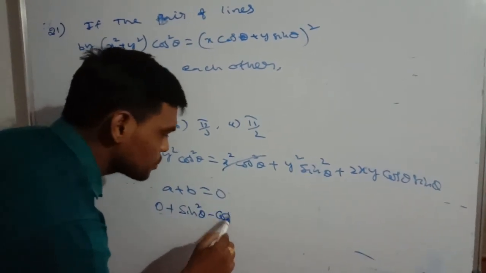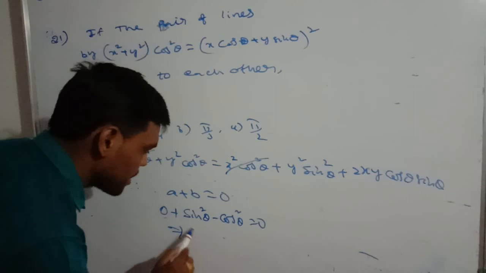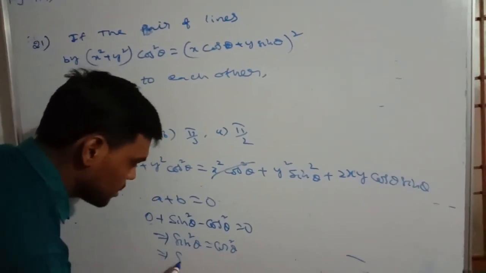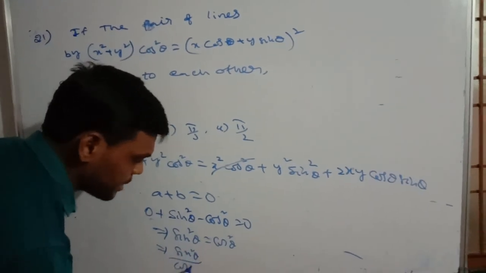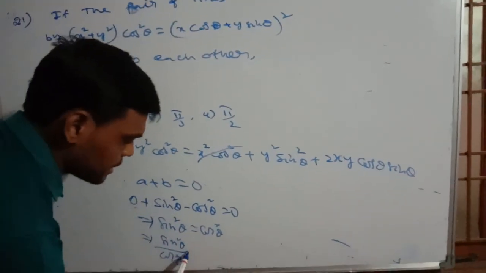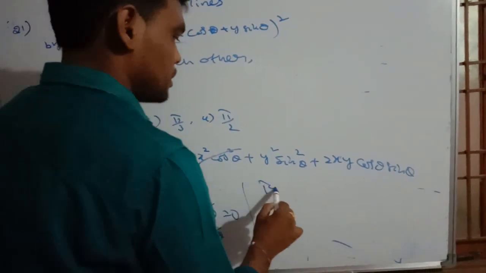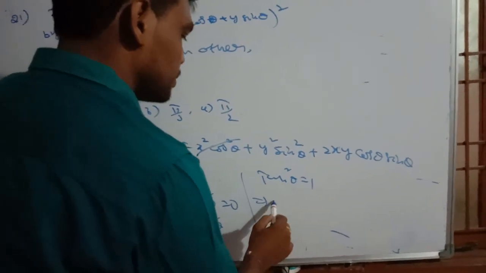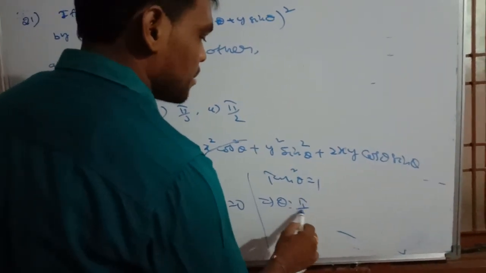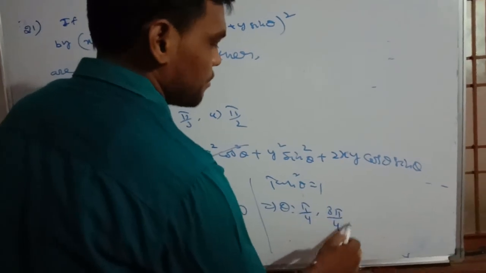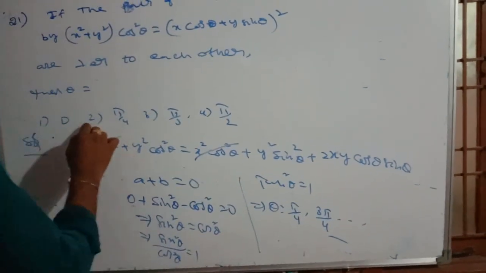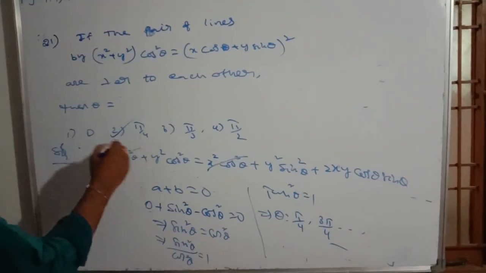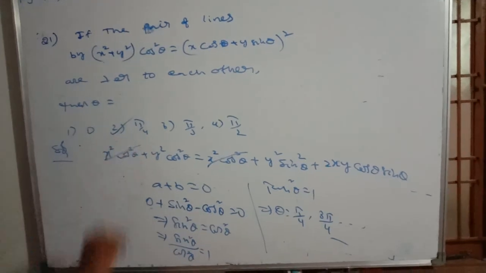So sin square theta minus cos square theta is equal to 0, and that implies sin square theta is equal to cos square theta, and therefore sin square theta by cos square theta is equal to 1. That means tan square theta is equal to 1. Here theta satisfies the angles pi by 4, 3 pi by 4 and so on. Now the option is 2, pi by 4, and the answer is pi by 4. The option is the second one.